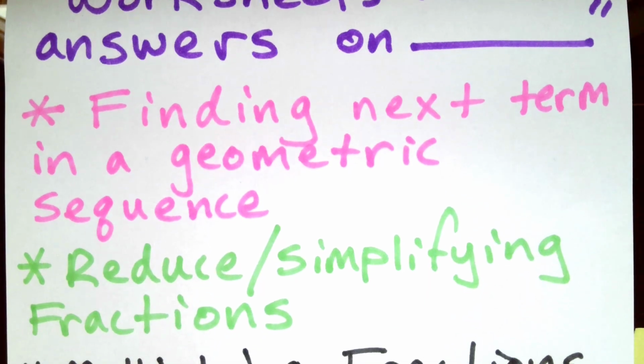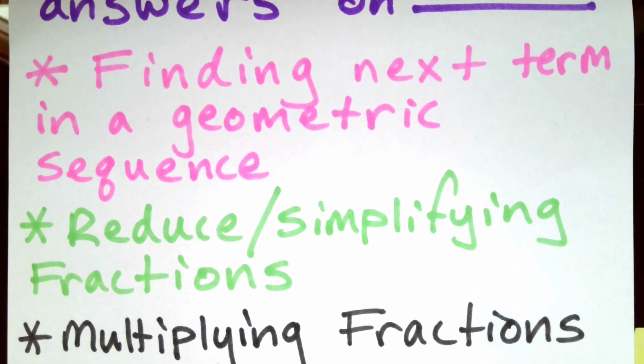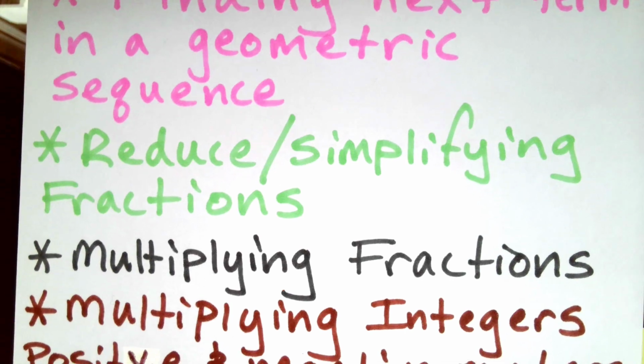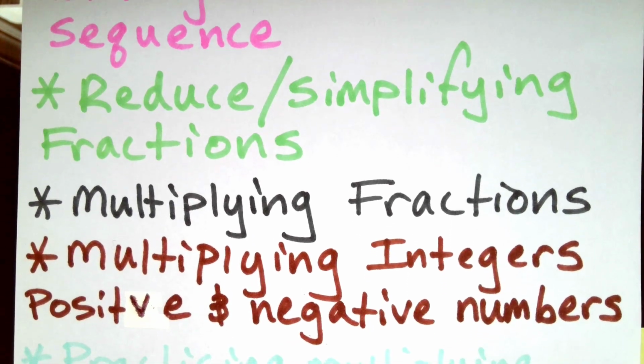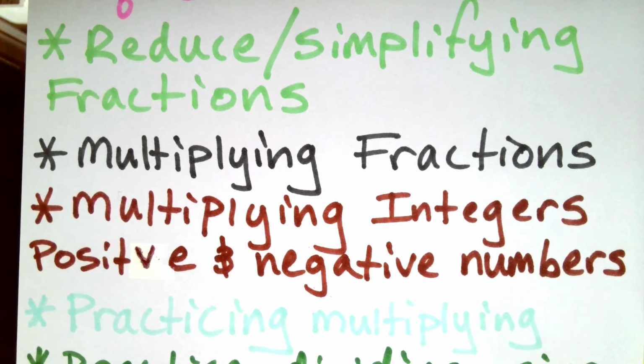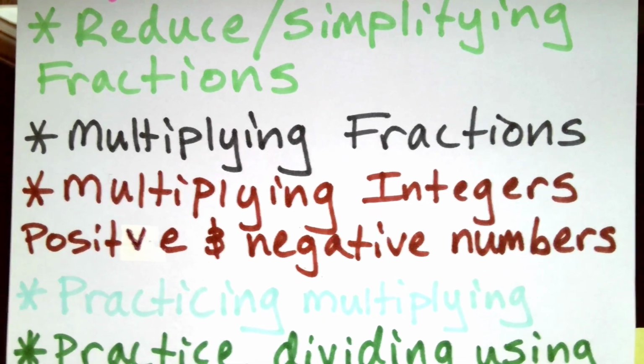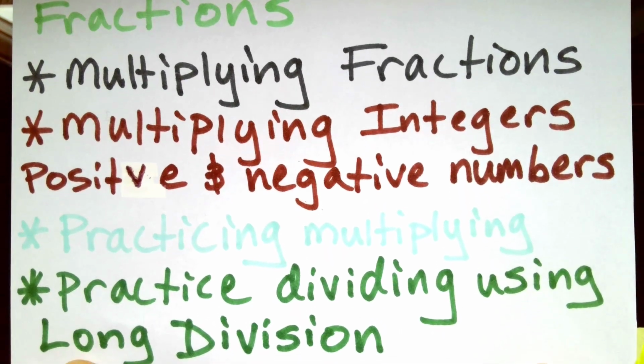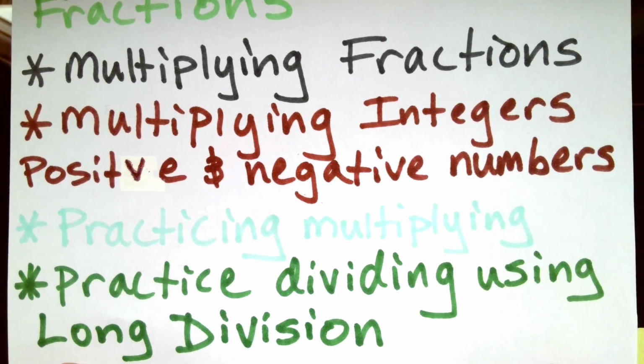If I'm going too fast, please stop, pause, rewind the video. Reduce or simplify fractions. Remember, those are worksheets with answers on multiplying fractions. Worksheets with answers on multiplying integers, positive and negative numbers. Do an internet search on finding worksheets with answers on practicing multiplying, practicing dividing using long division. So if you enter these into your search, this will help you build your knowledge, your skills, your abilities in mathematics, especially associated with these GED HiSET math assessment test questions.